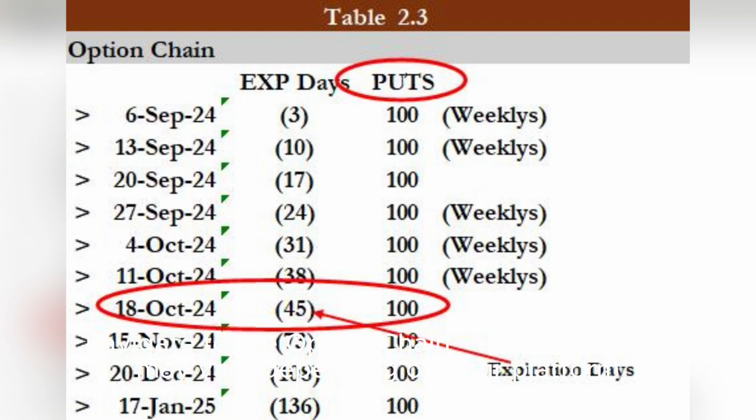The exact path may vary depending on your platform. Open the option chain for an expiration date 30 to 45 days out. For this example, it's October 18, 2024. Focus on monthly options, as they have higher liquidity than weekly options.